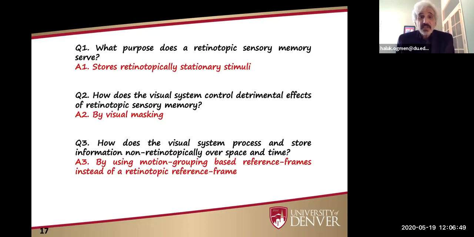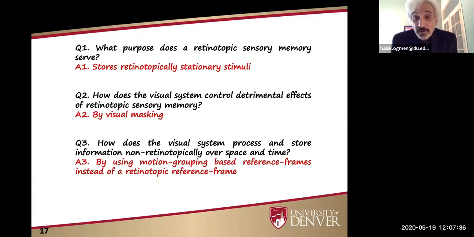Our answers to these questions are summarized here. What we propose is that sensory memory is there. If you look at the problems associated with it, the problems arise when there's relative motion between the environment and the retinotopic representation, but those problems disappear if the stimulus is stationary. So we propose that retinotopic sensory memory is there to store retinotopically stationary stimuli. However, when there's relative motion, retinotopic memory messes up its contents.